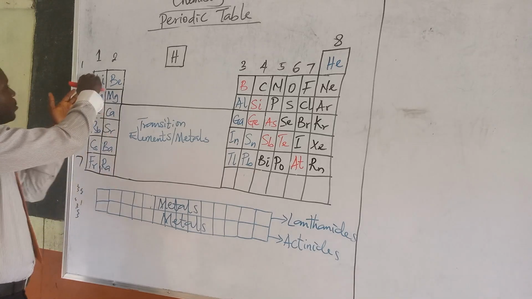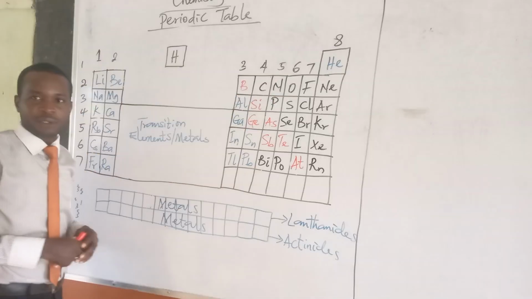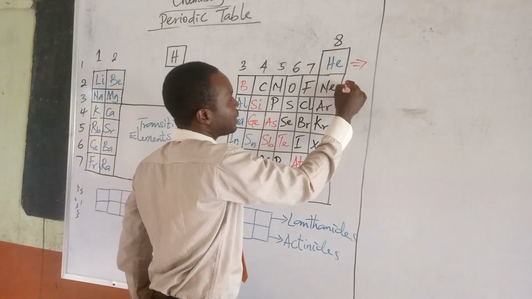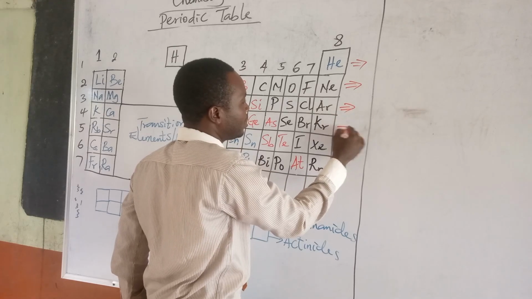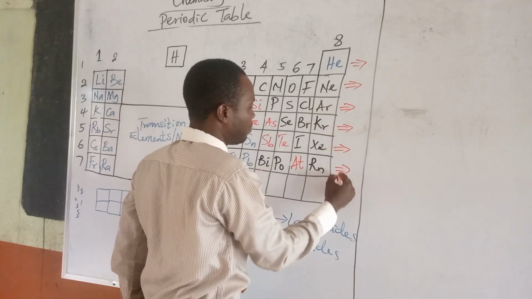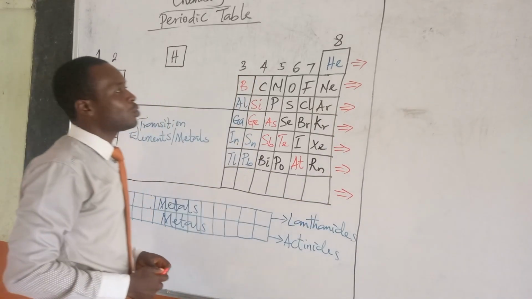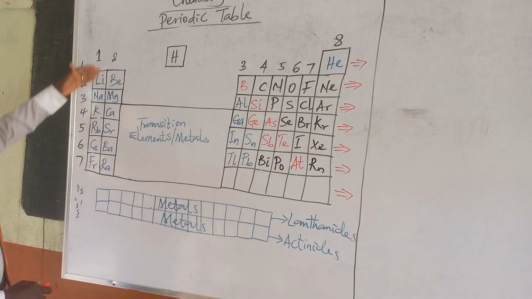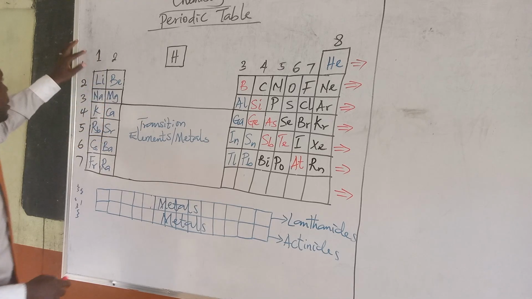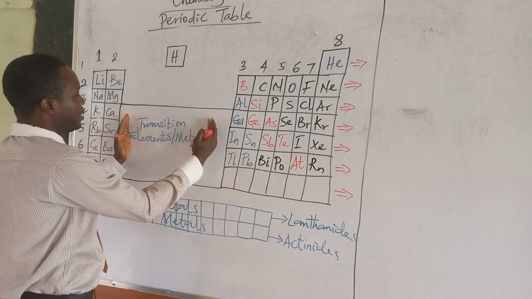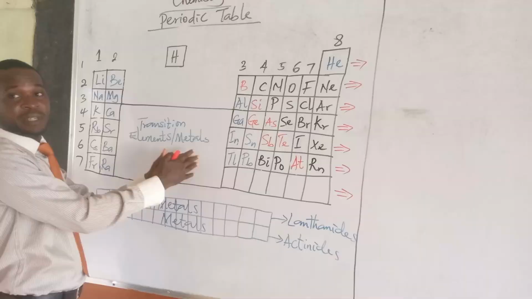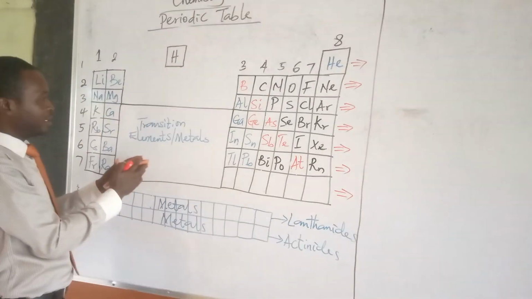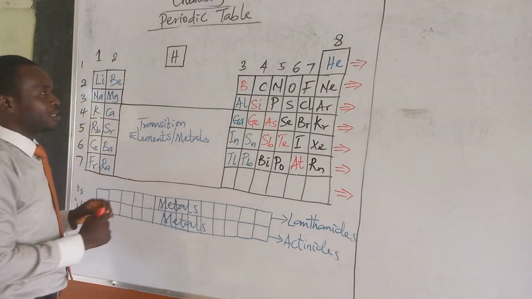The horizontal rows are called periods. As you can see, this is a period, this is another period, this is another period horizontally, another period, another period, and another period. So in total, we have 7 periods. If you look at the vertical columns, we have 8 columns here, apart from this middle part where we put transition elements or transition metals. We deliberately leave this blank, so we'll be talking about this later.